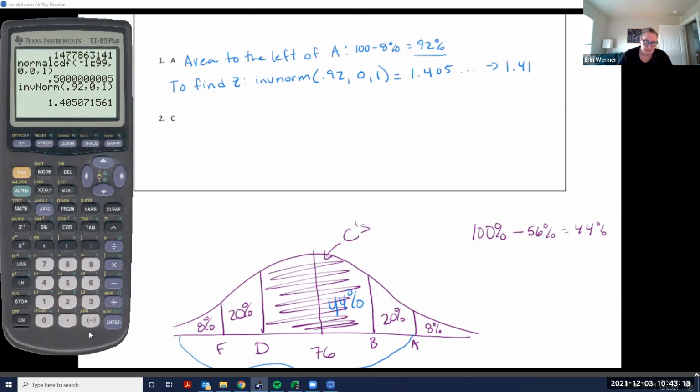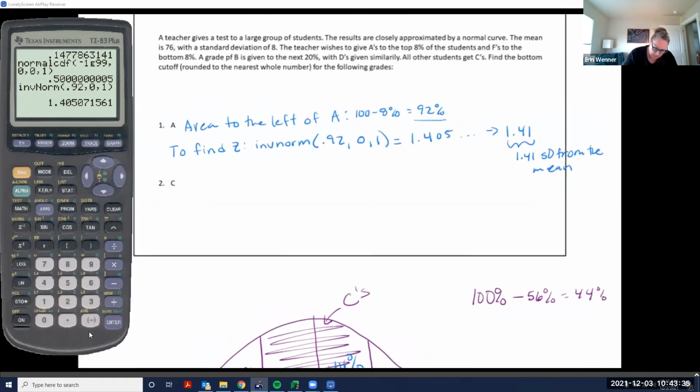So when we think about where this cutoff for A is going to be, this represents 1.41 standard deviations from the mean. If we go back to our problem, our mean is 76 and our standard deviation is 8. So I want to add 1.41 of those standard deviations onto the mean.